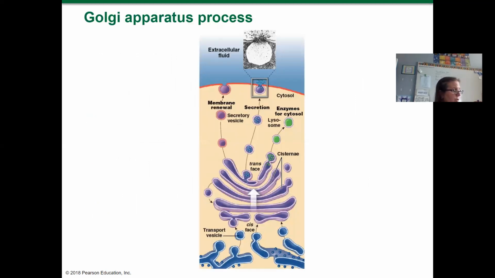This is the picture from page 104, and this is a great picture with some great numbered steps. So take a look at that.